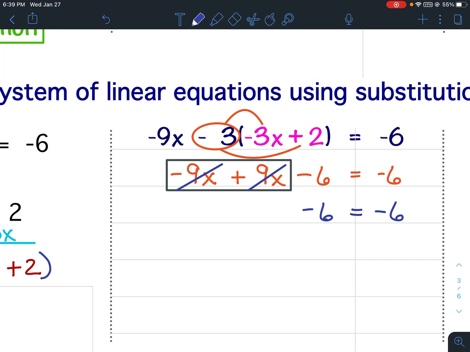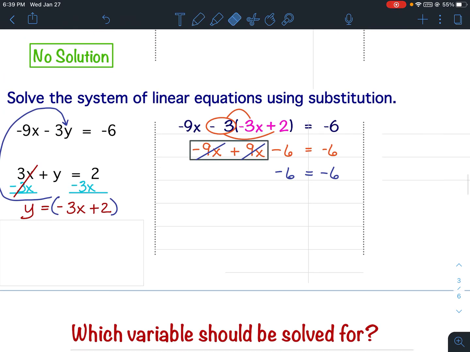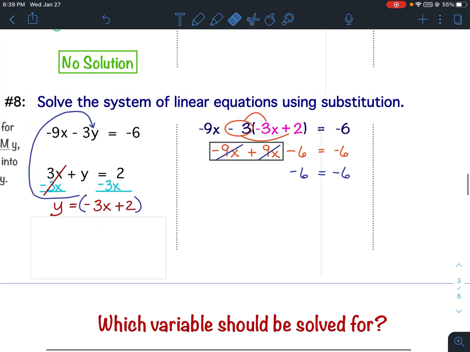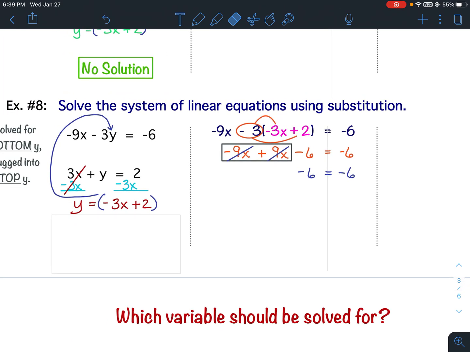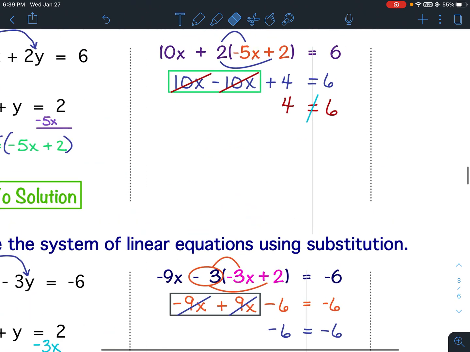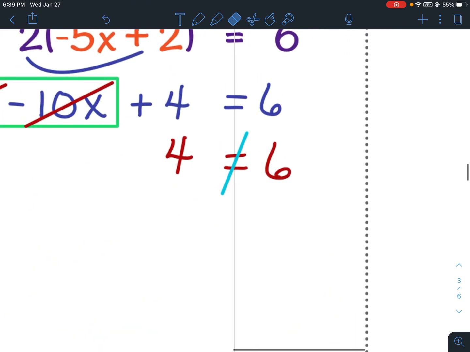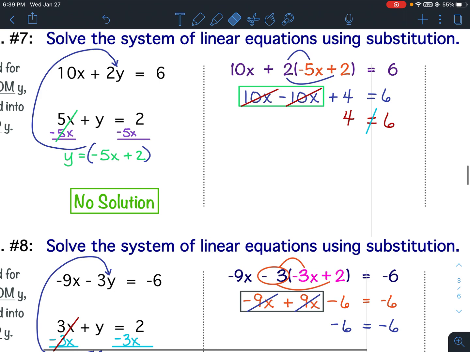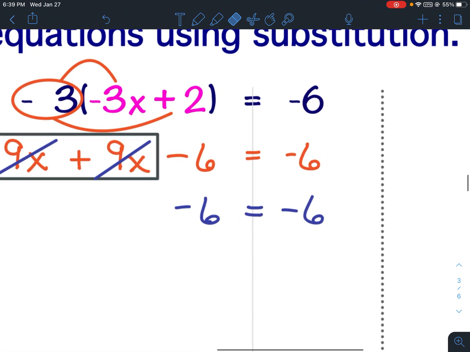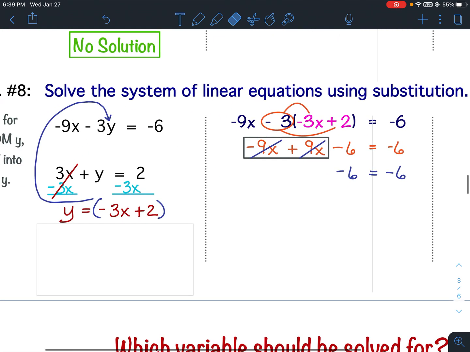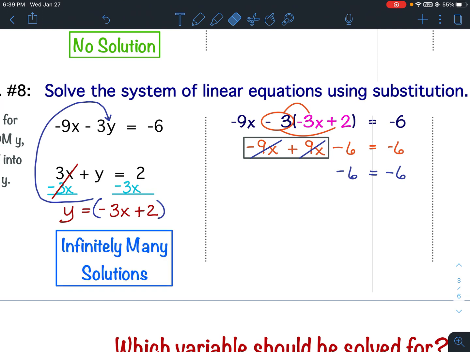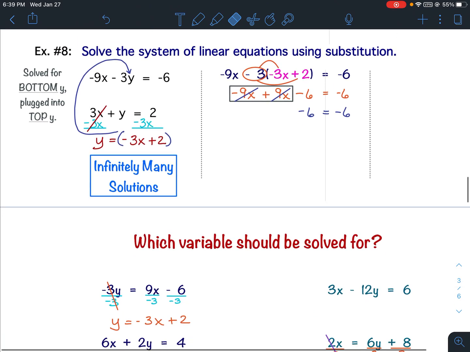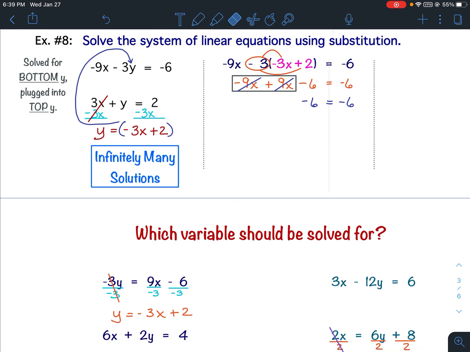So again, this is one of those special types of problems. But in this case, when the variable terms canceled, the constant terms are equal to one another. So I want you to look up here. Here, the 4 does not equal 6. That's why it was no solution. But down here, negative 6 does equal negative 6, making this infinitely many solutions. Pause your video and make sure you have everything written down.